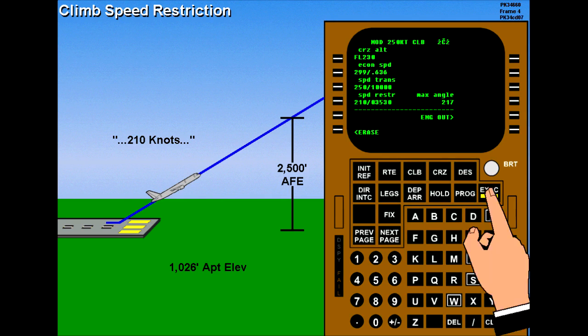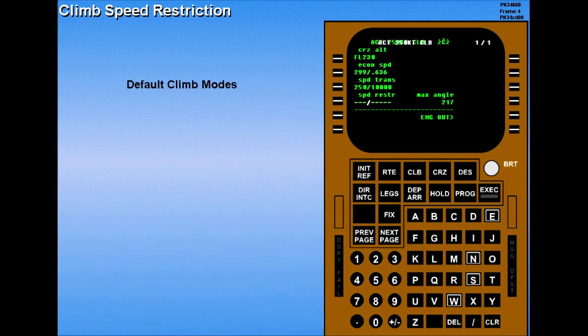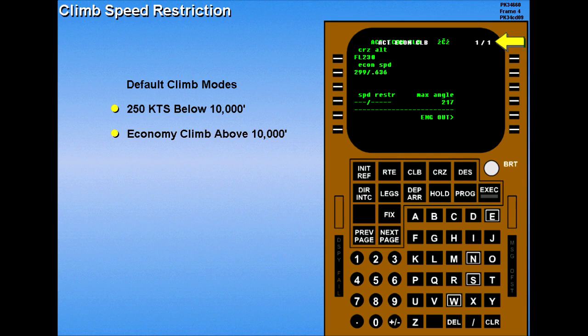When the entry is executed, the active page title will reflect the new speed restriction. After climbing through the restricted altitude, the speed restriction line will display dashes, and the page title will change to the default climb mode. There are 2 default climb modes, 250 knots below 10,000 feet and economy climb from 10,000 feet to cruise altitude. Now let's do an exercise.